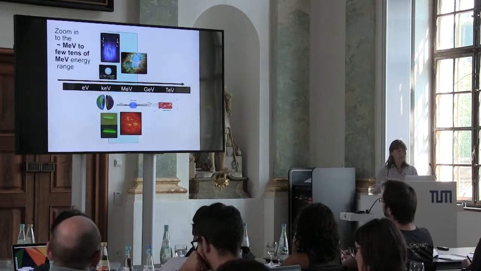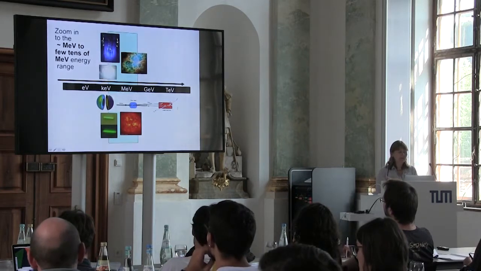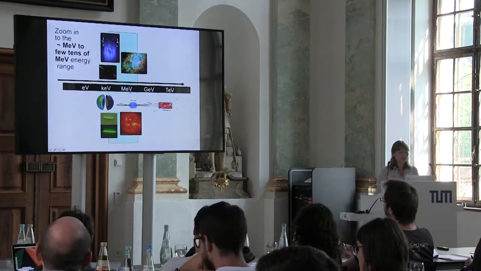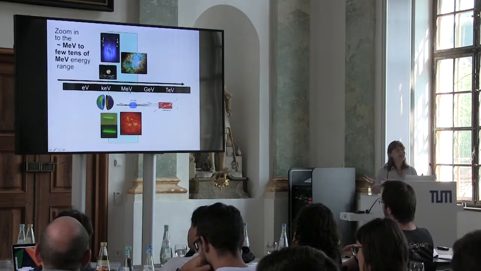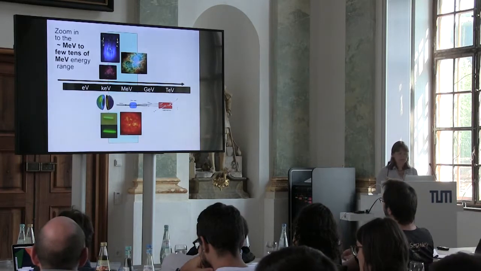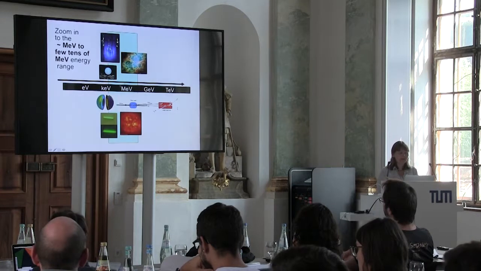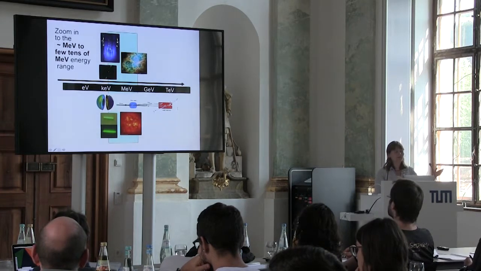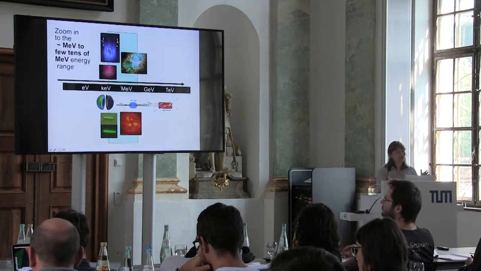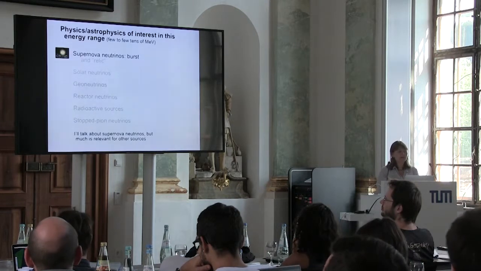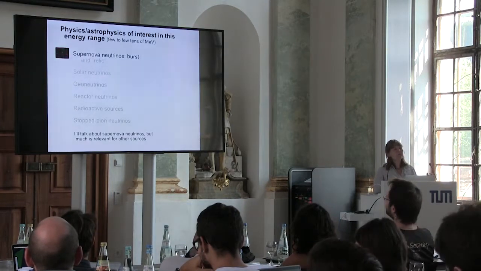This is an experimentalist point of view. And so here I'm zooming in on this regime, which goes from maybe a few MeV up to a few tens of MeV. And it's populated also by low-end reactor neutrinos and neutrinos from the Earth, as well as solar neutrinos, which are on a somewhat lower energy end of this range. And so here I'm going to talk mostly about burst supernova neutrinos.